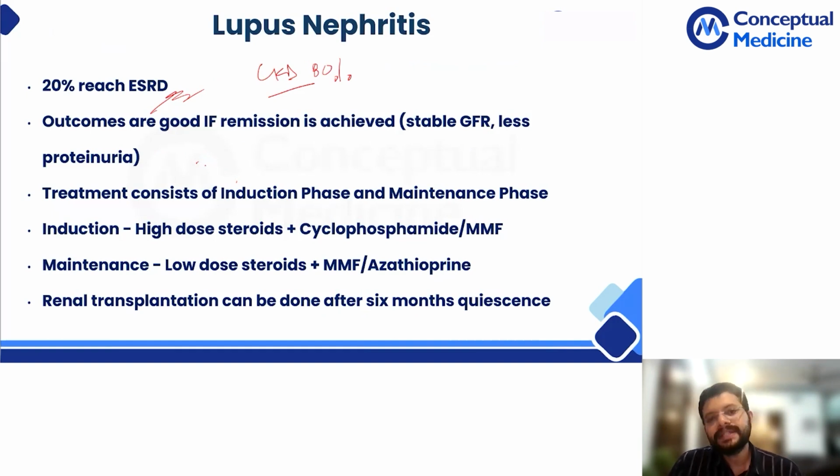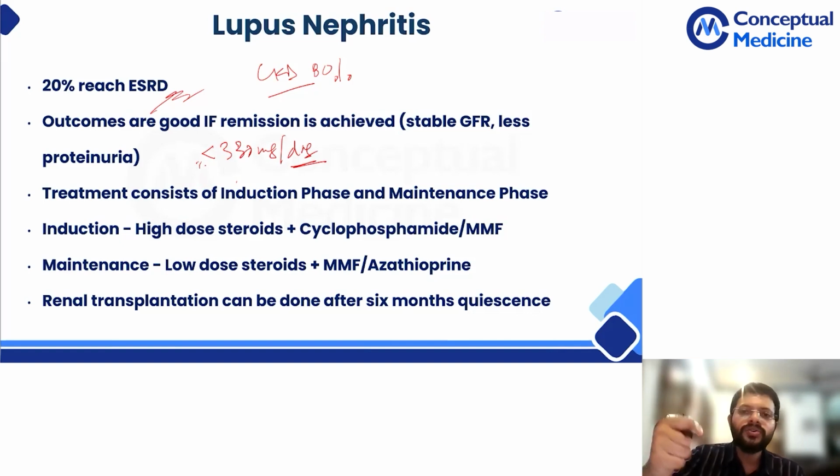So the outcomes are good if remission is achieved, that is stable GFR and less proteinuria. A complete remission is less than 330 milligram per day, but that's like a dream for most of the patients. The treatment consists of an induction phase and then a maintenance phase. In the induction phase, you go strong: you give high dose steroids and cytotoxic therapy like cyclophosphamide or mycophenolate mofetil, MMF. And then once you achieve at least partial remission, you maintain the remission with low dose steroids and MMF or azathioprine, which are also cytotoxic drugs.